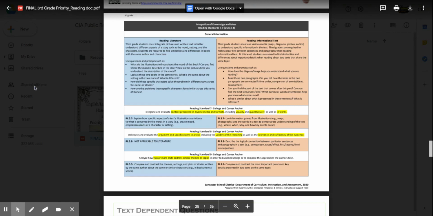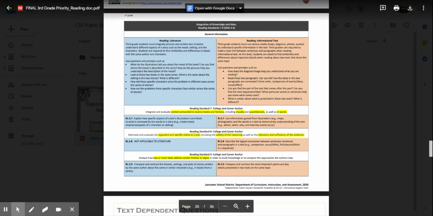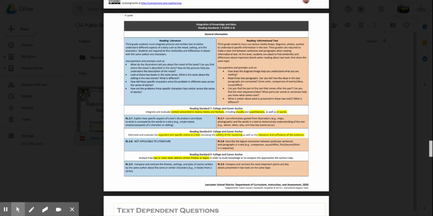We need to be able to take images and media and disseminate the information we get from those things and apply it to the bigger picture in terms of what we're reading for a greater understanding. So these integration of knowledge and idea standards really are laid out here. I do want to point out to you that standard 8 is not applicable to literature. So if you are looking at it through our documents and you're wondering where the information for standard 8 on the literature side is, it does not exist.